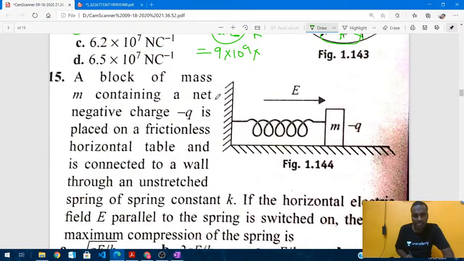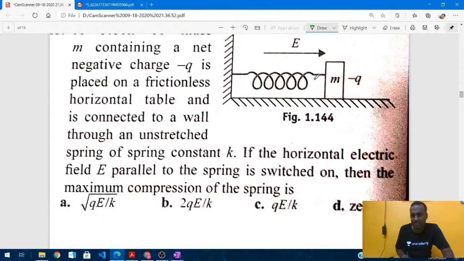A block of mass m. It's very simple, students. The question is very big, but it's very simple. See the work done, whatever work has been done, is stored in the form of electric potential energy. Very good, Amulya, absolutely correct. Whatever work is done by the electric force should be balanced.